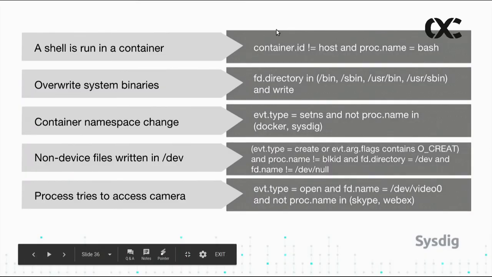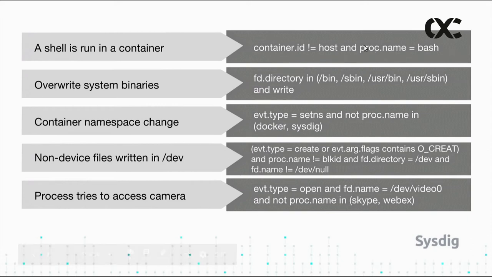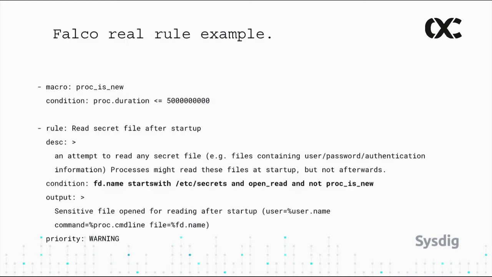To give you a few examples of things you can do: if someone runs a shell in a container, send a notification. So you see the container ID is not a host and the process name is this. There are a few examples, but the idea is that rather than using system calls or using SELinux syntax, which is very low level, we use a more natural language ruling.